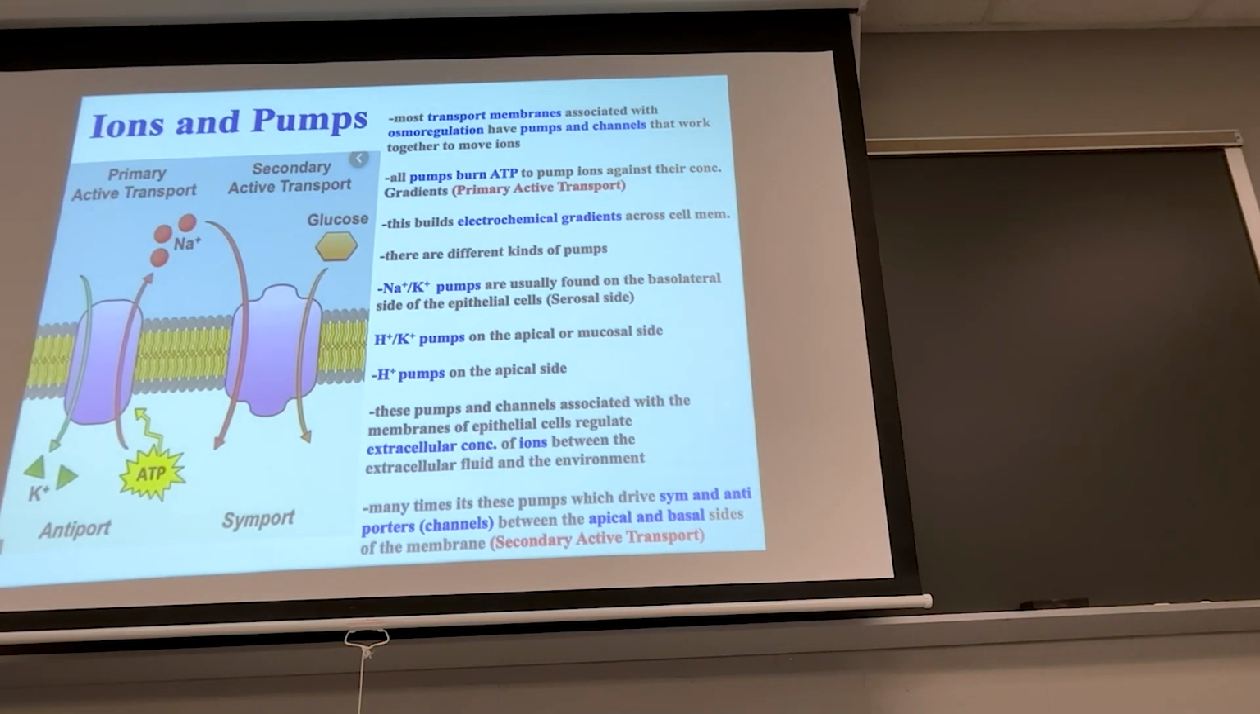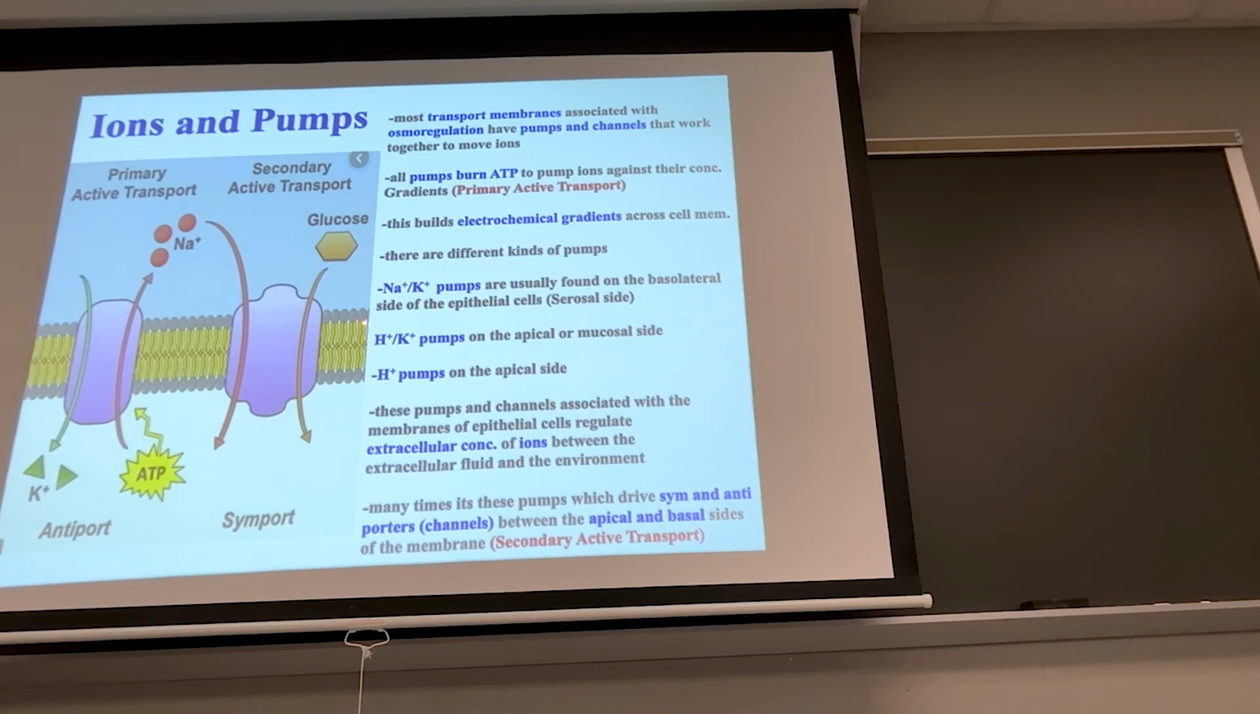So why do these cells produce electrochemical gradients? To run secondary active transport, right? We've got primary active transport pumps, the sodium potassium pump, driving secondary active transports of, in this case, ions. So we're going to have a number of pumps that you can see in the kidneys or gills. The sodium potassium pump is one.